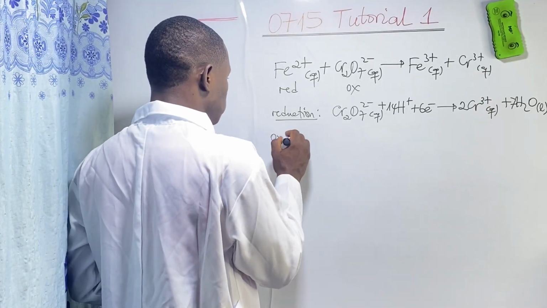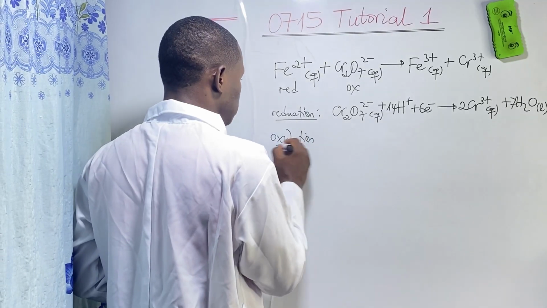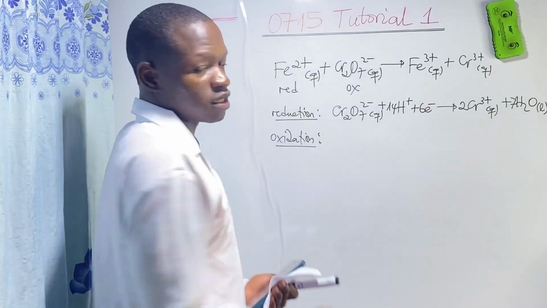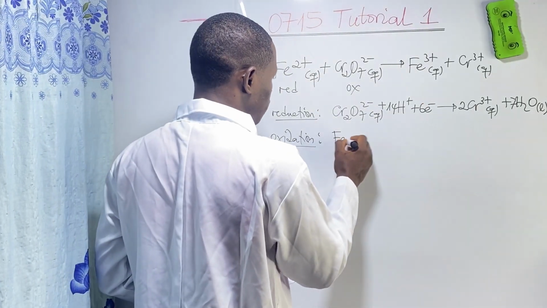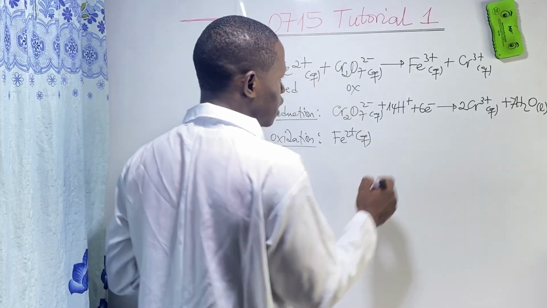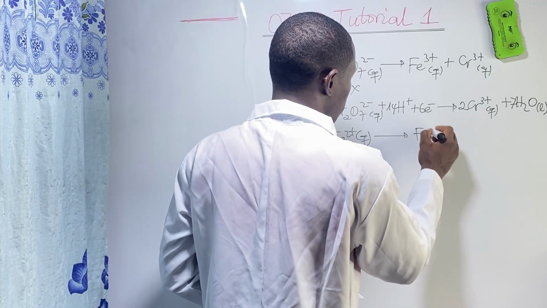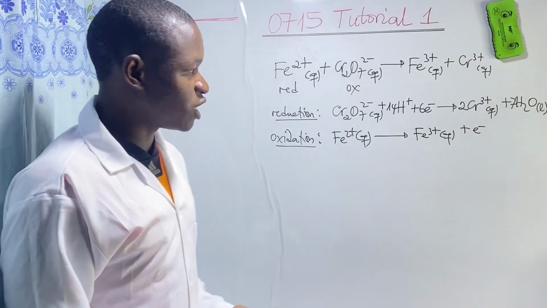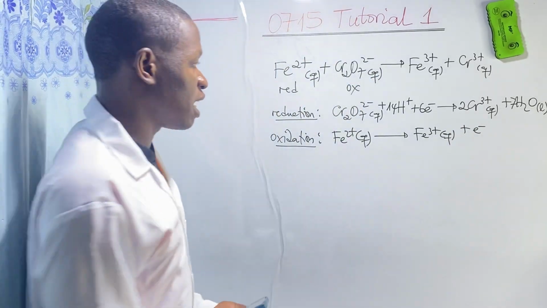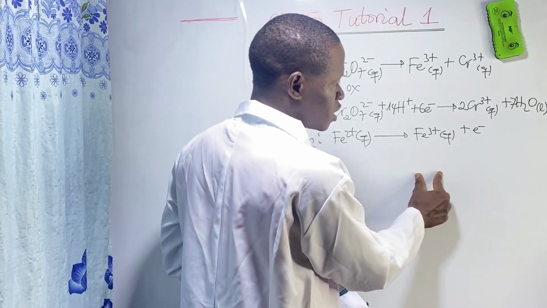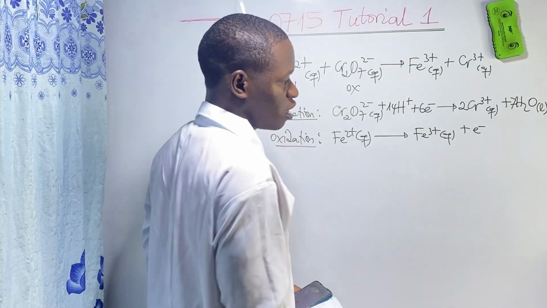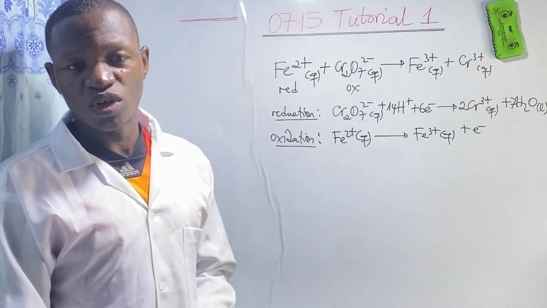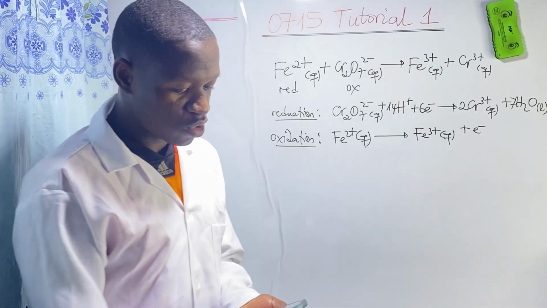Now we should also write the oxidation equation. So what is oxidized? Iron 2 is oxidized to iron 3. So we have iron 2 aqueous, oxidized to iron 3 aqueous by the loss of 1 electron. Here we have +2, +3. To balance it, we add 1 electron here. +3 minus 1 will give us +2. So those are the half equations for oxidation and reduction.